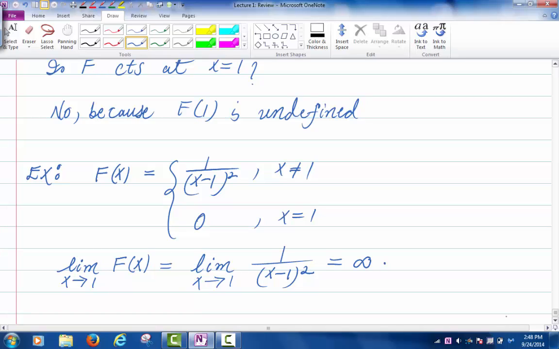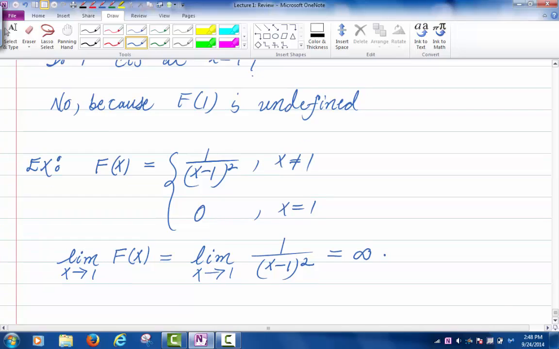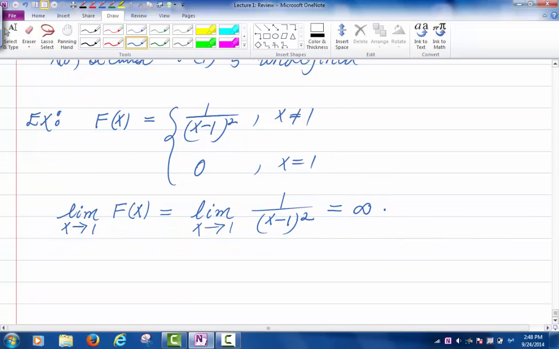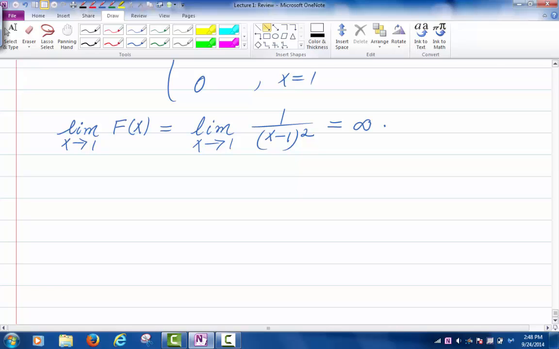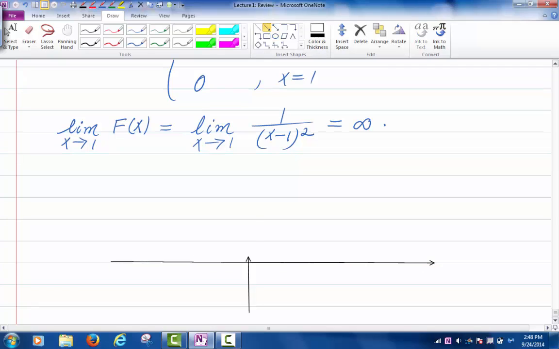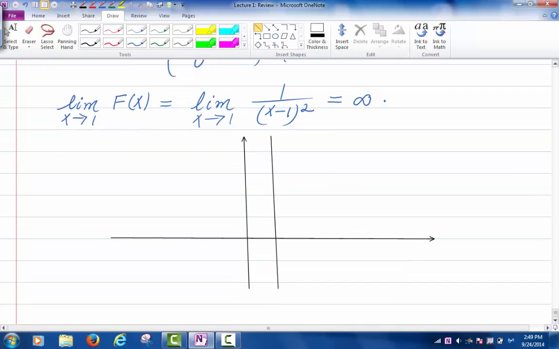So what's going on here? What do I have at 1? I have a vertical asymptote. Very good. So this is another kind of discontinuity, where you have a vertical asymptote at a point. So let's see if you can remove this discontinuity in any way. Let me take the line here. This line that I have here is the line x equals 1.